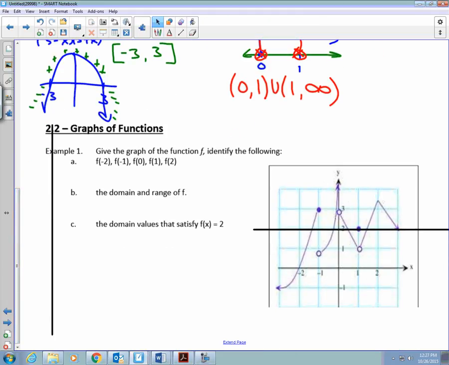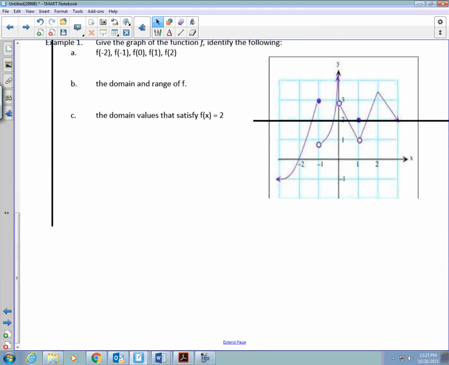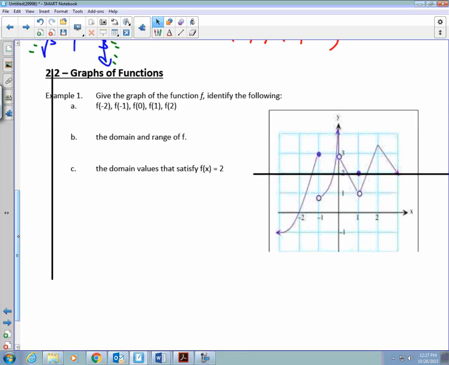Okay, we move on. We finish this part, and then I'll hand out a worksheet to you and an assignment, and we'll go from there. So we're going to spend 2 days on graphs of functions, and we're going to start by looking at a visual as opposed to plugging in values.